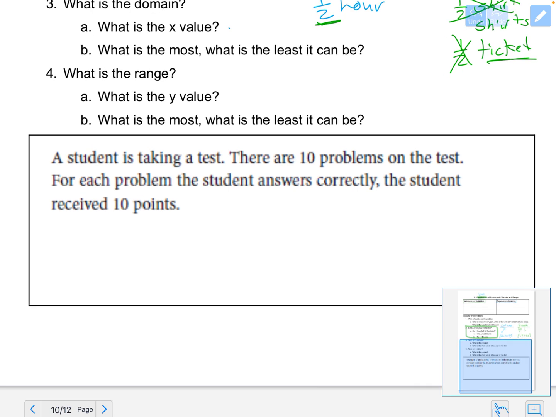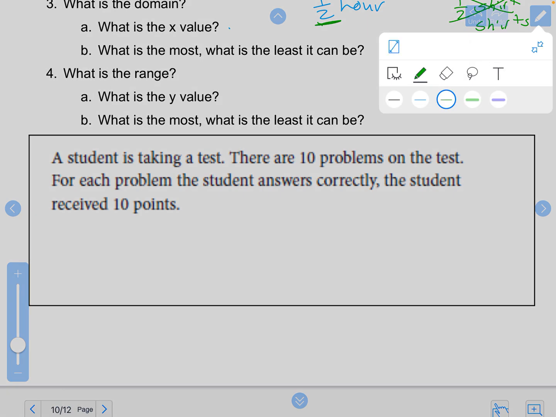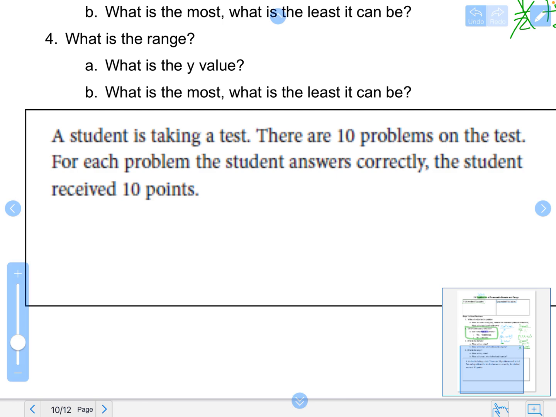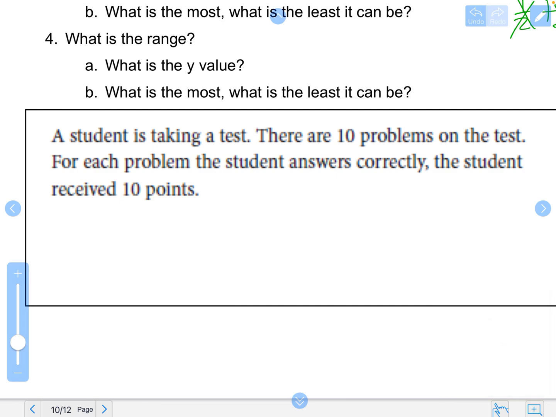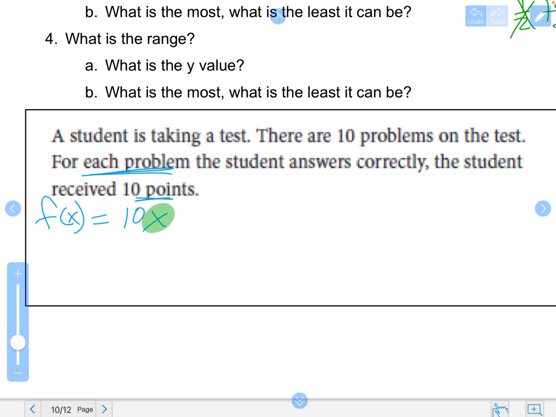All right, so a student is taking a test, and there are 10 problems on the test. For each problem the student answers correctly, the student is going to receive 10 points. So the first thing I like to do is write an equation because it makes things simple. So f of x is going to be my y, or my total, and I know that each problem is going to be 10 points. So it's going to be 10 times x. So we have to figure out what our x is first.